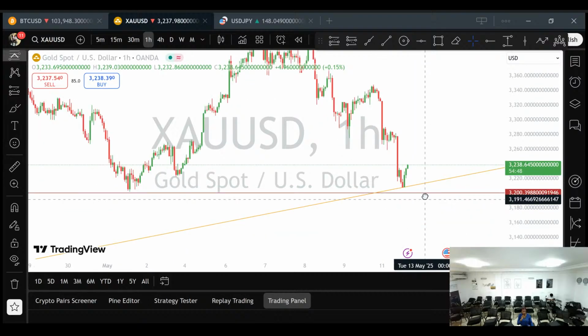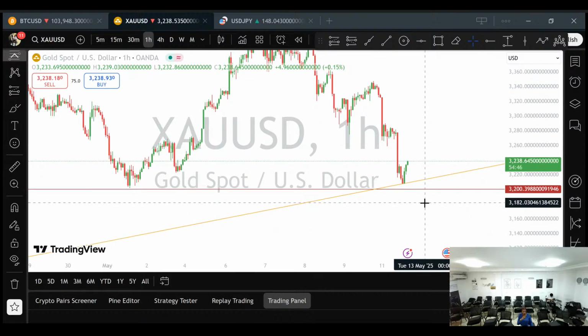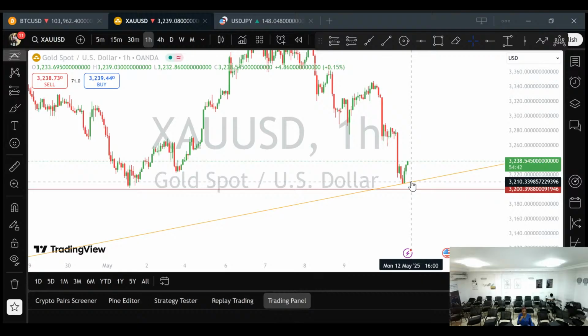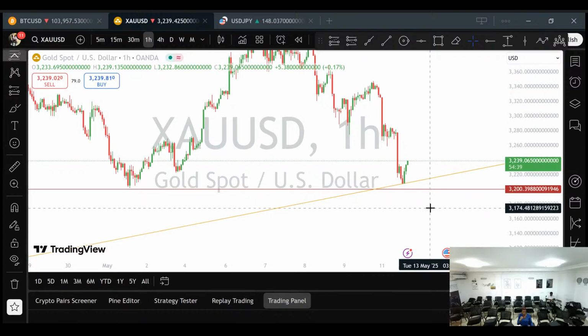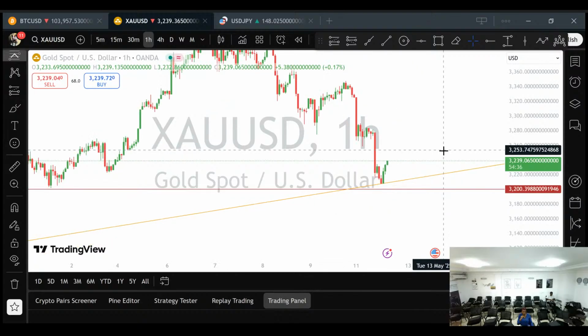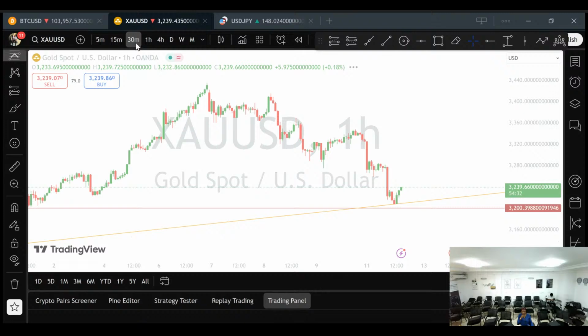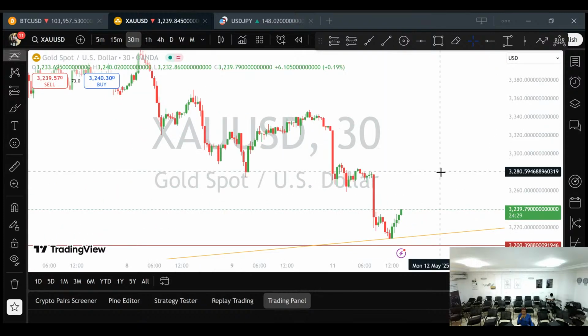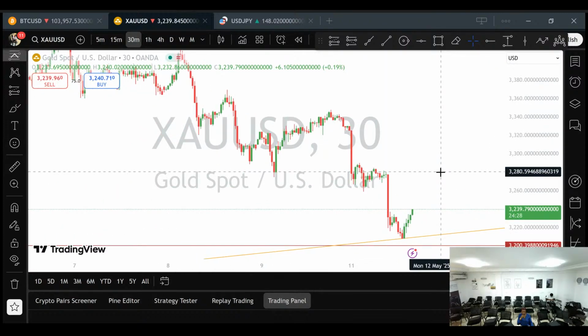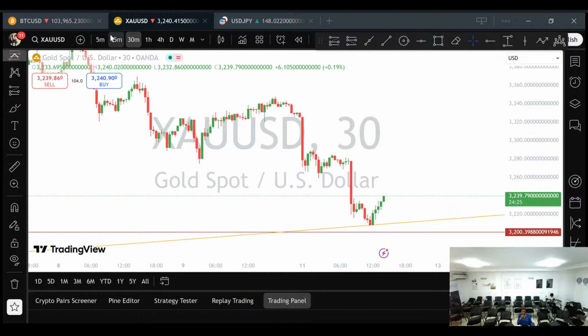The only reason why we can be selling, if you want to sell gold, is if gold breaks this trend line support zone and this horizontal support zone. That's the only time when you can sell gold. So for now, we are going to be looking at buys, right? And I've explained why. We go down to the 30 minutes to see if we can have an entry. On the 30 minute, the market is already growing.